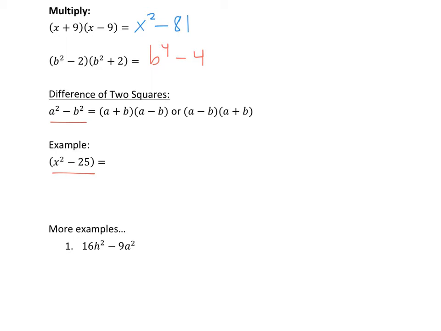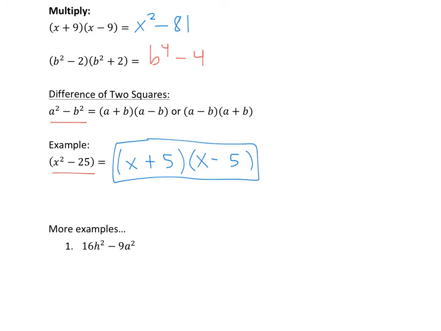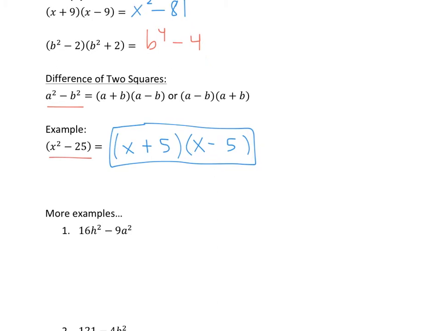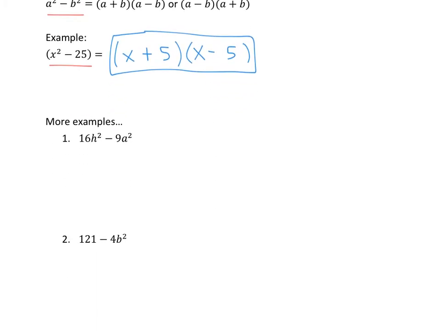So if we factor this, we know the square root of x squared is x, so that goes in the first spot of each binomial. The square root of 25 is 5, and one will be a plus and one will be a minus. So we just factor x squared minus 25 very quickly without really showing any work. So let's take a look at a few more examples.